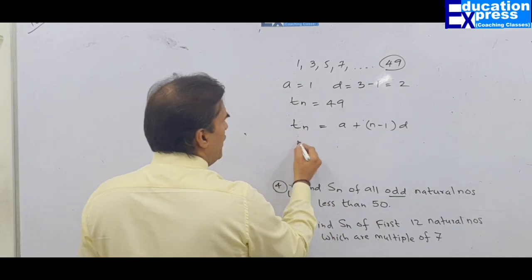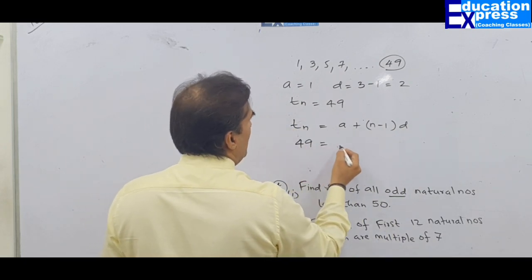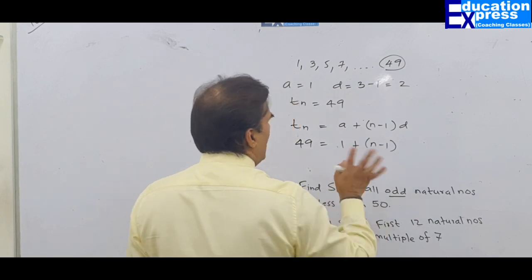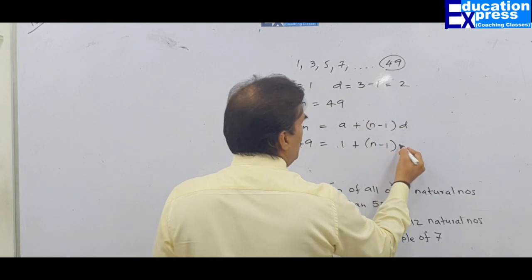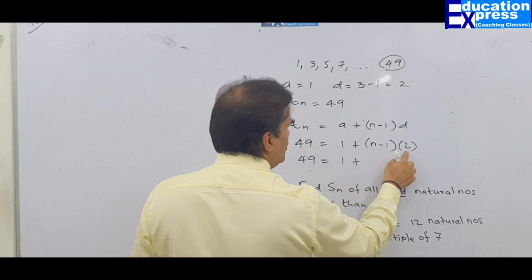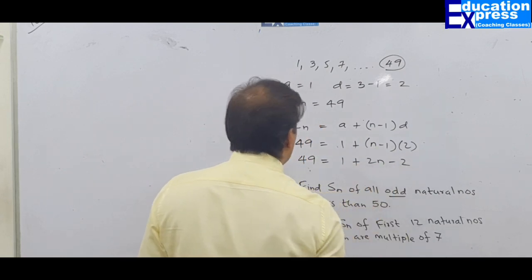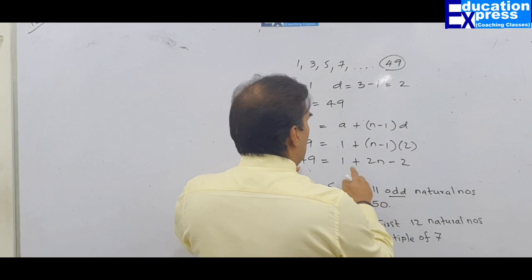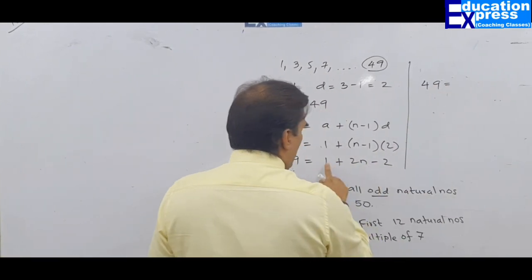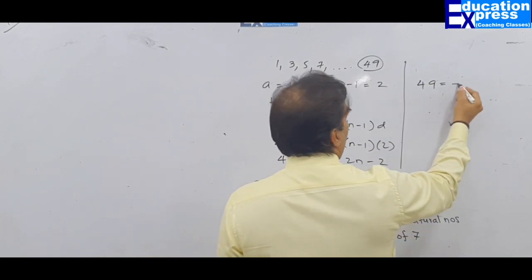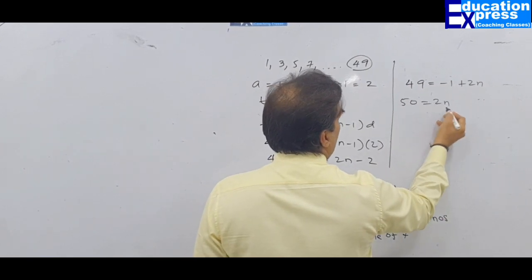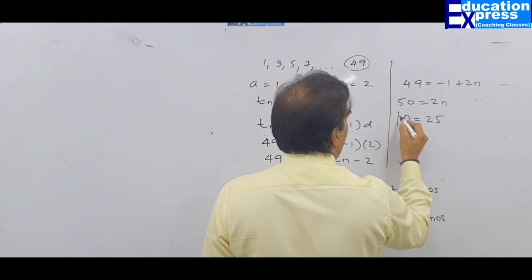Since Tn equals 49, 49 equals A, which is 1, plus n minus 1 into 2. We don't know n, so we cannot substitute anything for n. So 49 equals 1 plus 2n minus 2. How do we go about it? 49 equals 1 minus 2, that's minus 1, plus 2n. Bring this to this side, 50 equals 2n, so n equals 25.